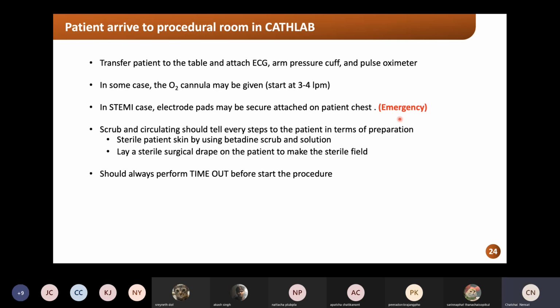And before starting the procedure, the nurse or anyone in the room, any healthcare professional, should always perform a time out before starting the procedure, because like I told you earlier, we have to ensure that we do the procedure on the right patient, the right procedure, and we have to ensure about that.